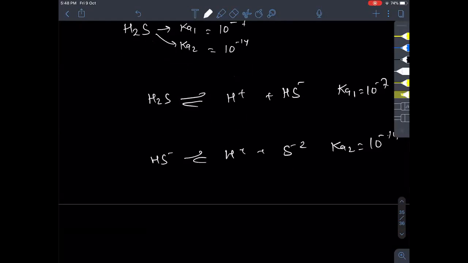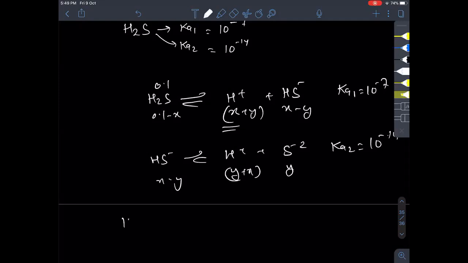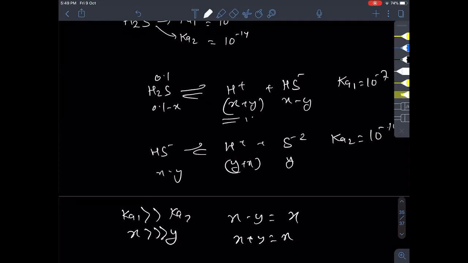If you want, we can repeat the whole procedure once again. Let us assume over here x minus y, y and y, this will be y plus x, this will be x plus y. Since Ka1 is very, very greater than Ka2, x is very, very greater than y. So x minus y will be x, x plus y will be x. So simply substitute. Here it will be x, here it will be x, and here it will be 0.1.